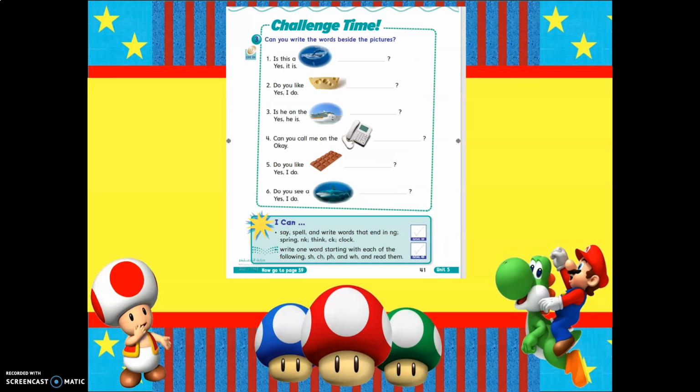Now, can you write the words beside the pictures? Listen. Challenge time. Exercise 3. Can you write the words beside the pictures? 1. Is this a whale? Yes, it is. 2. Do you like cheese? Yes, I do. 3. Is he on the ship? Yes, he is.